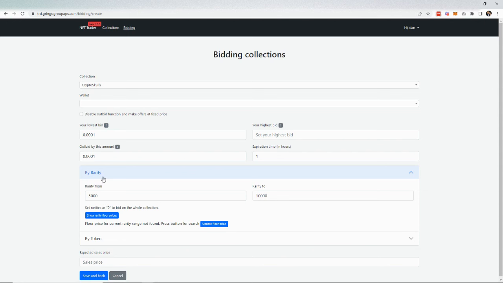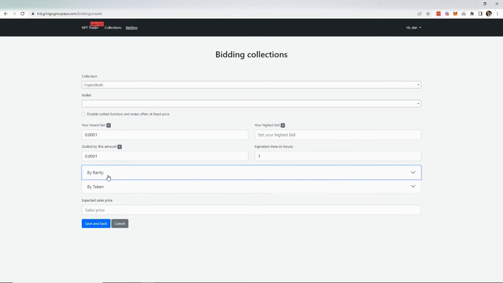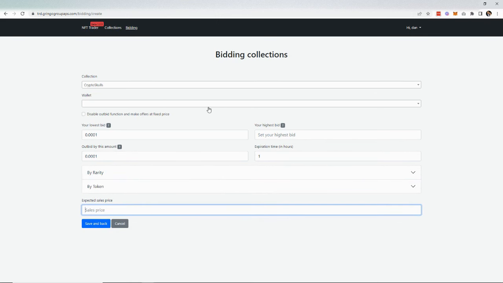By Rarity is actually a sophisticated system. We scrape rarity.tools and we put everything together, compile it in a database. So you actually have access to bidding on, I only want to bid on the top 1,000 or whatever you want to do. So that's another conversation. We'll go through that in a different video. So you can set up your bids in here.